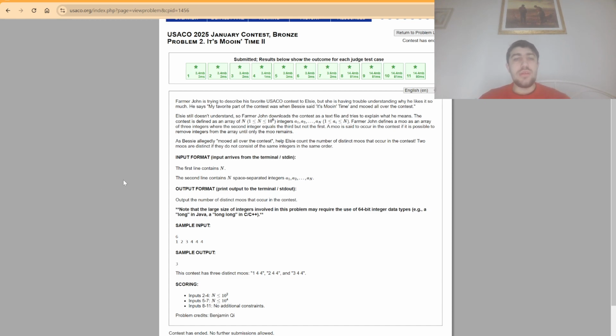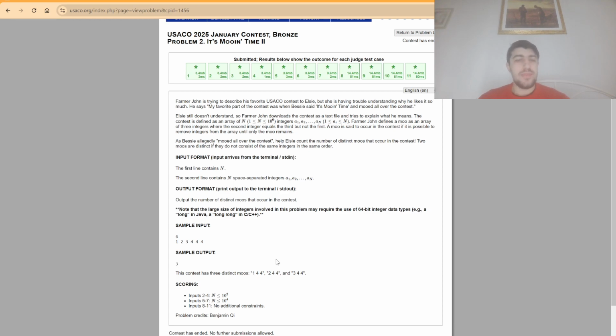And a Mooin subsequence is a subsequence such that the first number is different from the second number, and the second number is the same as the third one. For example, 144 is a Mooin, or also 244, and so on. If you think of how Mooin is spelled, you want to basically have the last two letters equal and the first one different.